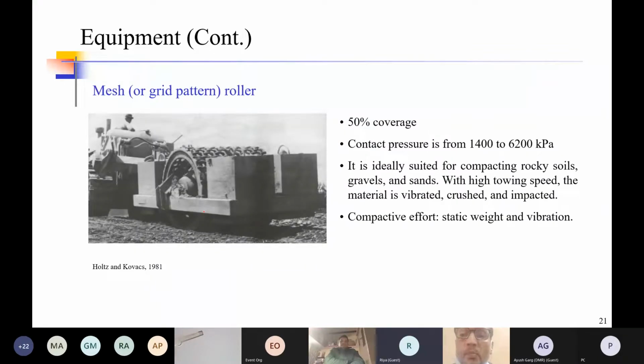The mesh or grid pattern roller, like you can see the pattern that is present in the instrument, has a vibrating component present in the wheel. So it has a static weight component and a vibratory component, and because of its structure, it can create a crushing action also. This kind of mesh or grid pattern roller is mainly used for fragmented rock. If you have to smoothen this kind of fragmented rock bed, these mesh rollers are used. Their contact pressures are also quite high, between 1400 to 6200 kPa.